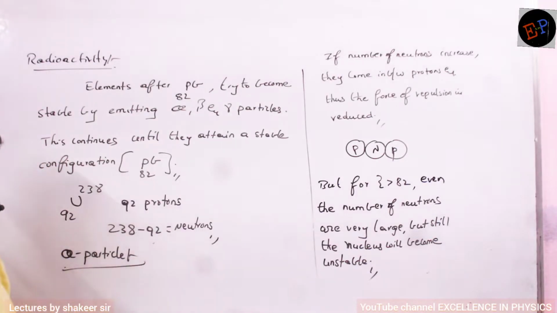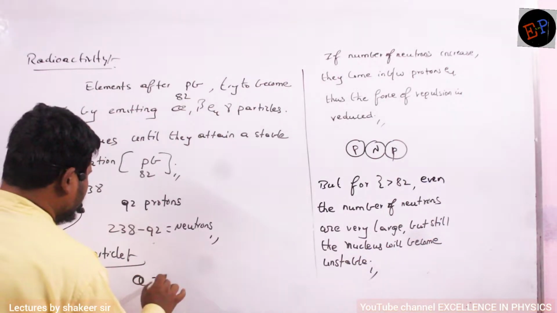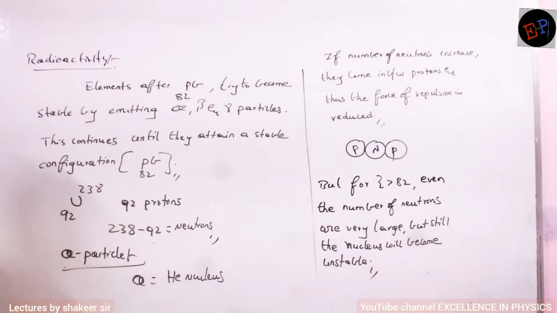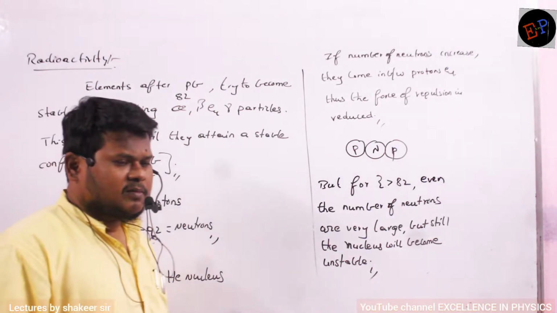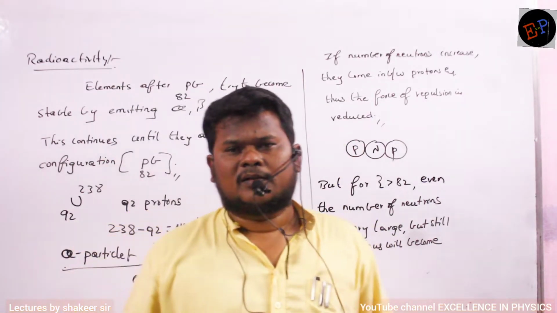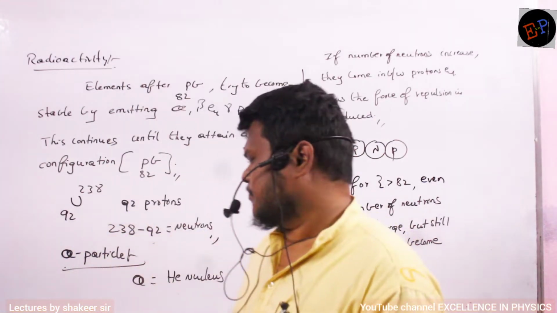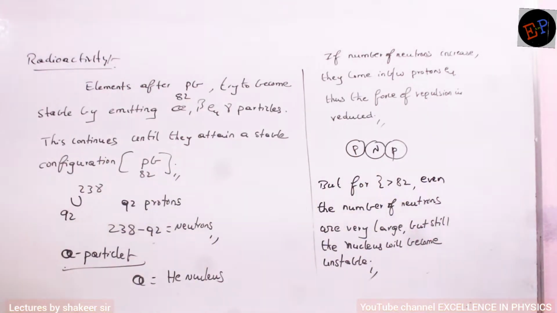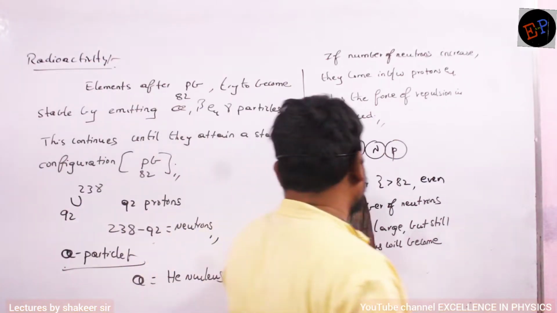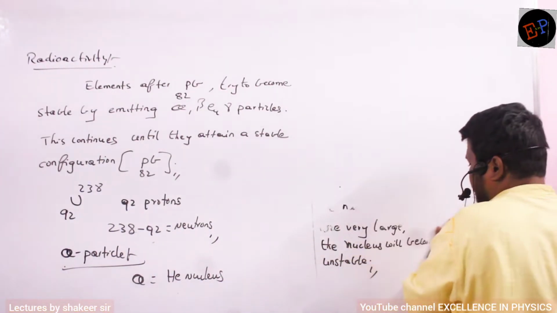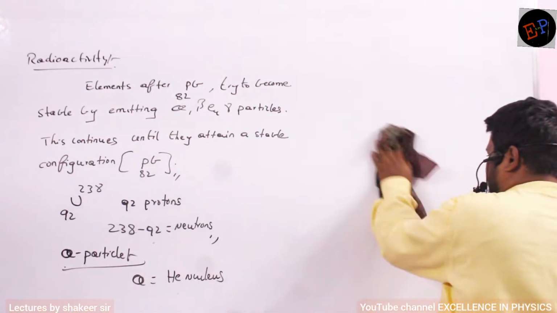Alpha particle means it is a helium nucleus. So the nucleus of helium is nothing but alpha. We know that the atomic number of helium is 2, no? It means there are 2 electrons revolving around the nucleus. So if I remove those 2 electrons, what am I left with? I am left with only the helium nucleus. So that helium nucleus itself is called an alpha particle.